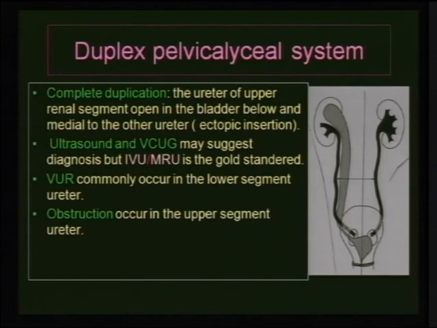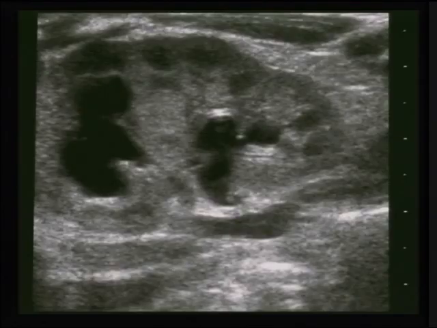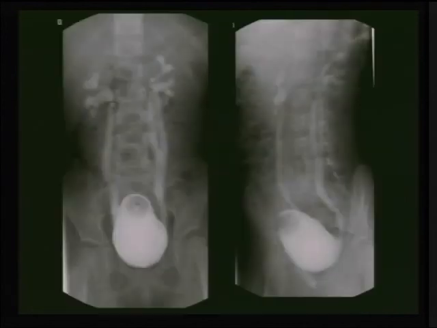And in the duplex collecting system, I don't think I have enough time, but you know the upper moiety opens lower down. The ultrasound of a single collecting system will look like this, and the ultrasound of a duplex collecting system will have a double moiety of collecting systems. Thank you.